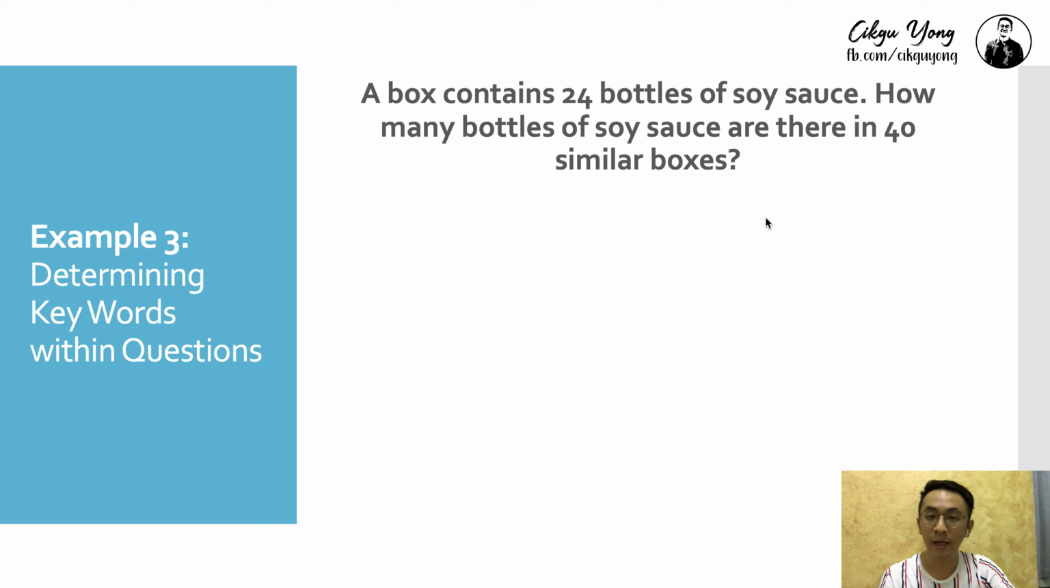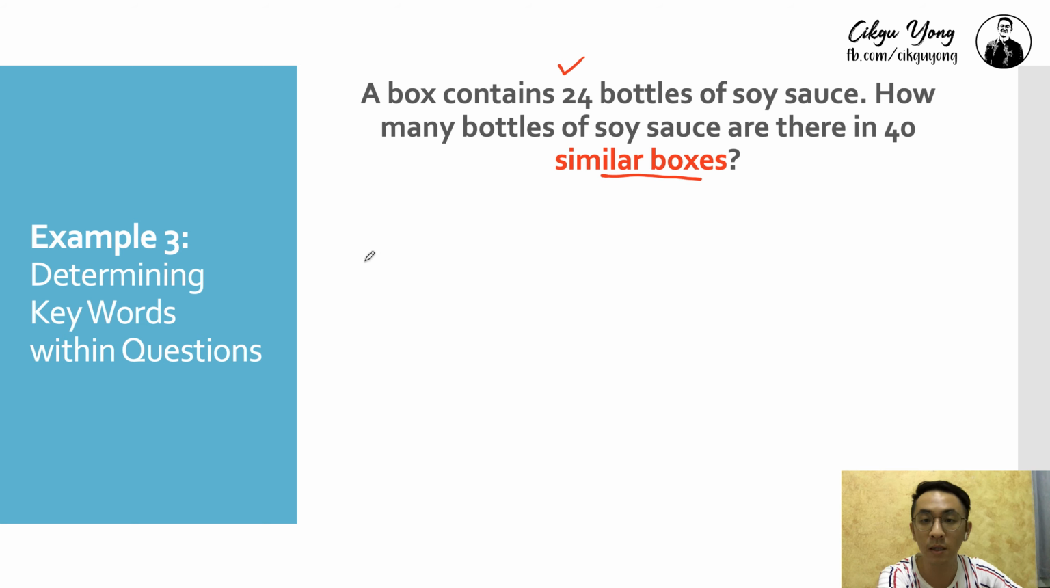A box contains 24 bottles of soy sauce. How many bottles of soy sauce are there in 40 similar boxes? So again, through this particular example, we will need to try our very best to determine the keywords used. Based on the keywords, we are able to understand better which operational signs can be used to solve this question. So yes, this is the keyword that I can find, and also the figures are important.